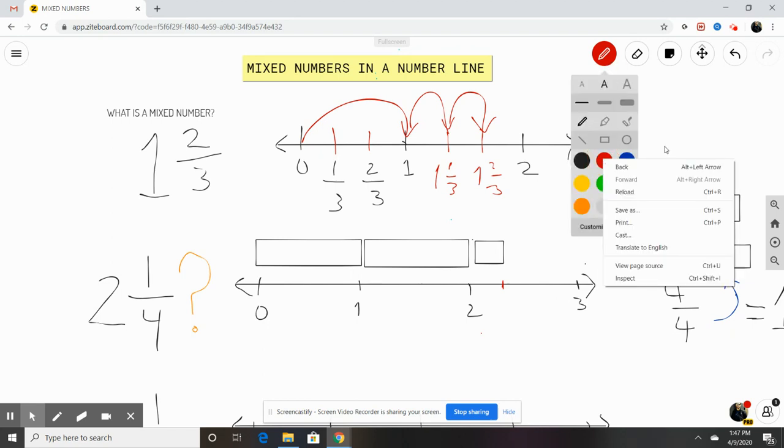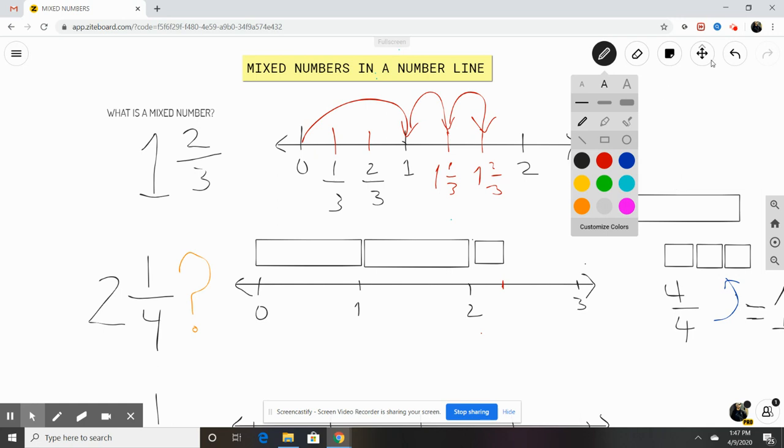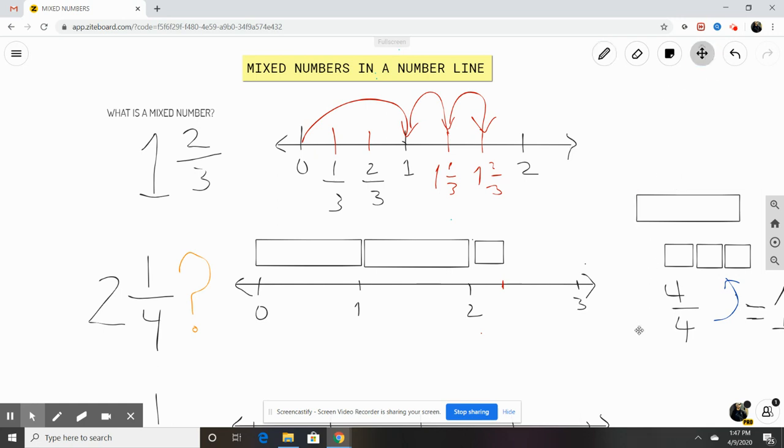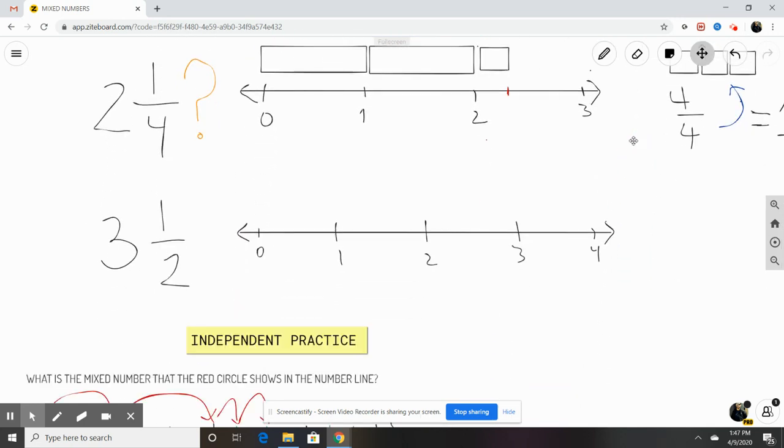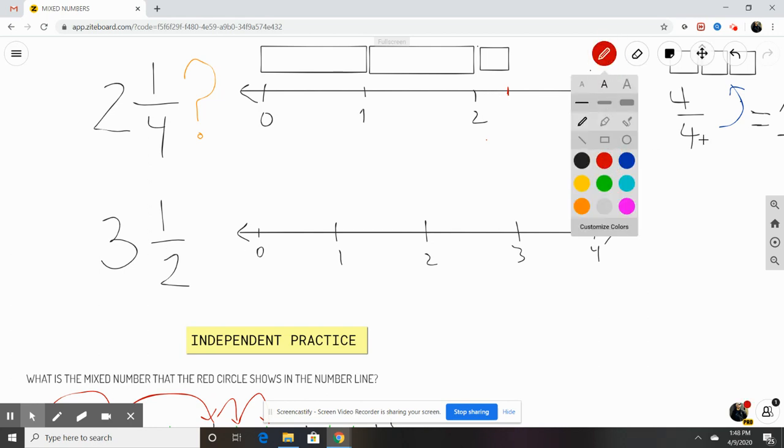Hope this is making sense, guys. We're going to practice a little bit more. I'm going to show you this one. This one is 3 1/2. When I follow my steps, I check my whole part. I have 3 wholes and 1/2. Looking at my denominator, it is 2, which tells me that each one of my wholes is going to be split in halves.